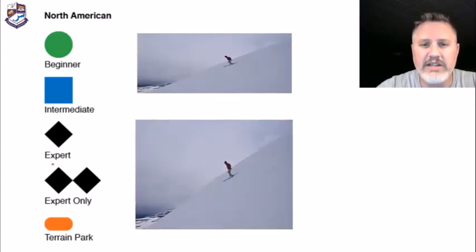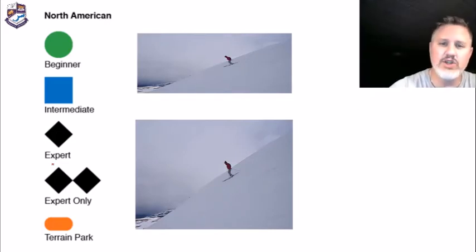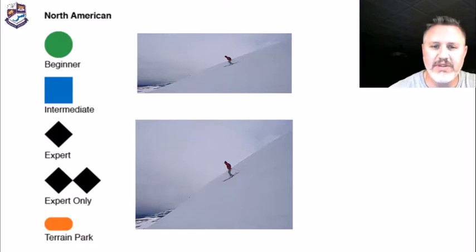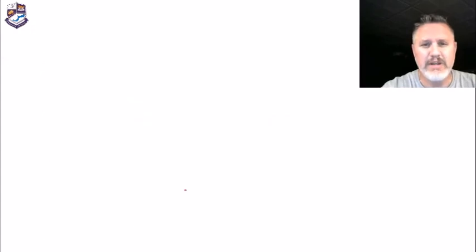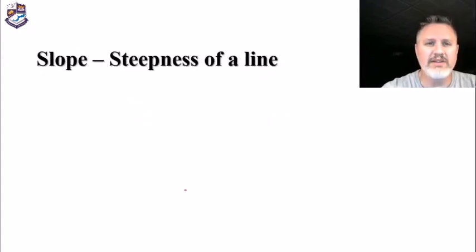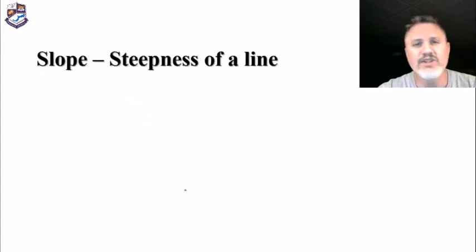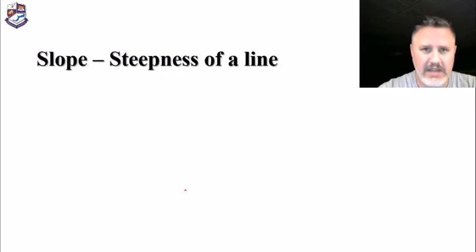So let's look at these two skiers right here. We can see that obviously the second slope is steeper than the first slope. But how much steeper and how could you compare them? A little tricky, right? So we're going to talk about this word slope. And slope is the steepness of a line.